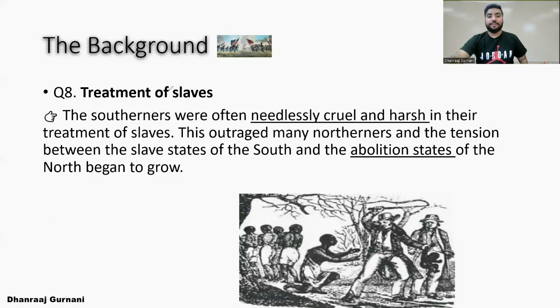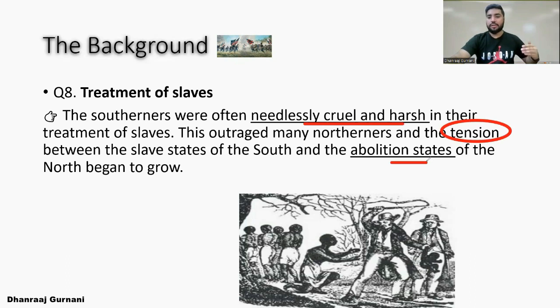Question number 8, treatment of the slaves. The southerners were often needlessly cruel and harsh in their treatment of slaves. This outraged many northerners, and the tension between the slave states of the south and the abolition states of the north began to grow.